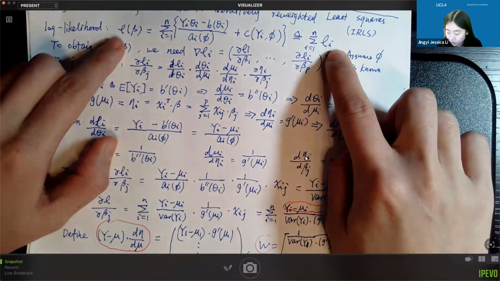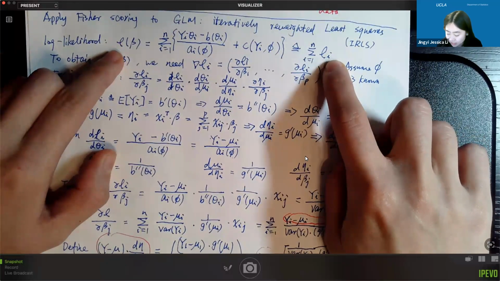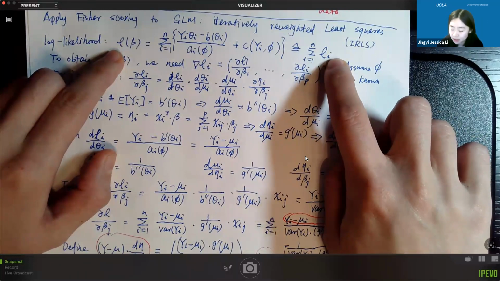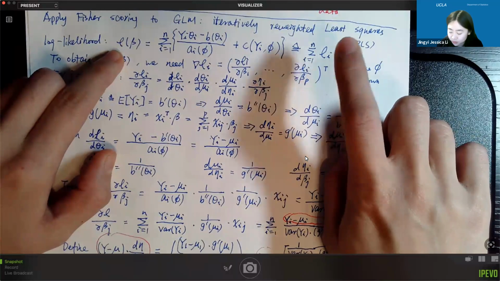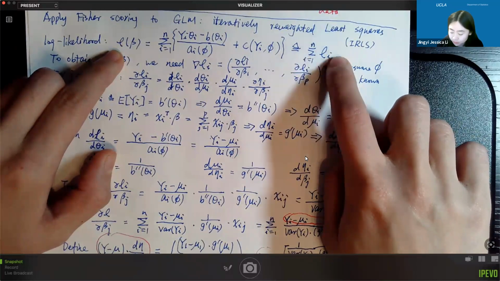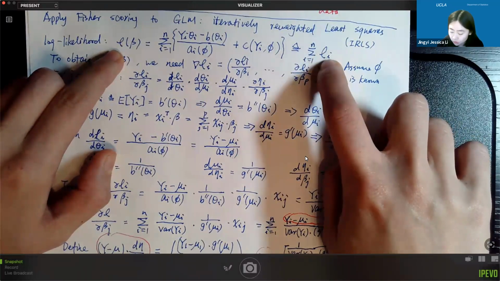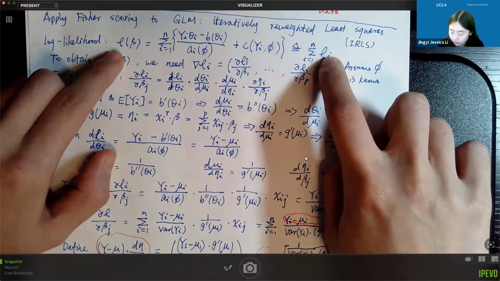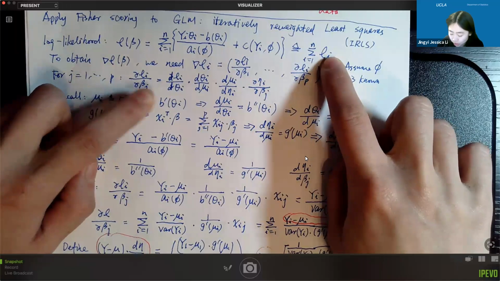This is what we call lowercase l i. It's the log likelihood contribution of observation i. You can think of this as if we only have one observation i, this will be the log likelihood. So we take the partial derivative of l i with respect to beta j. To achieve that, we use the chain rule.